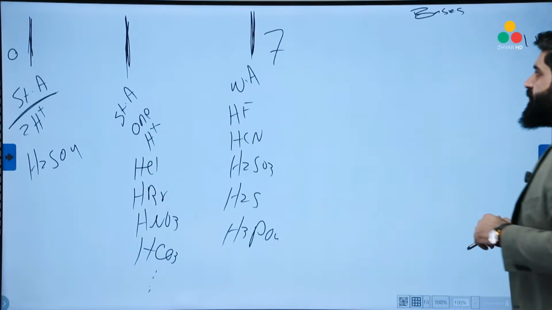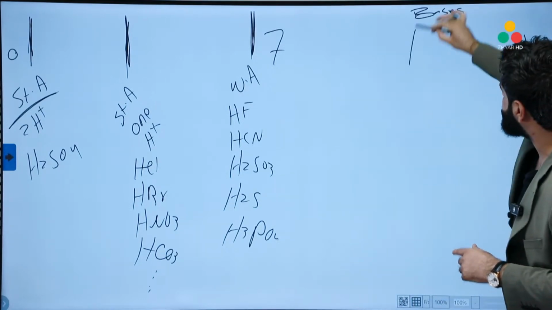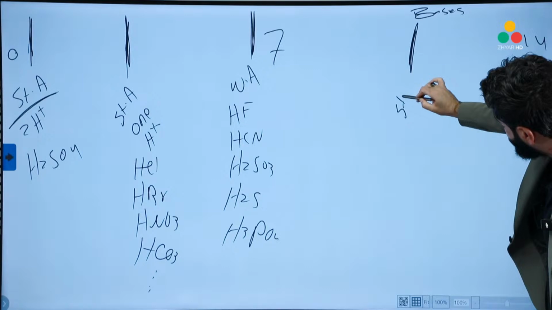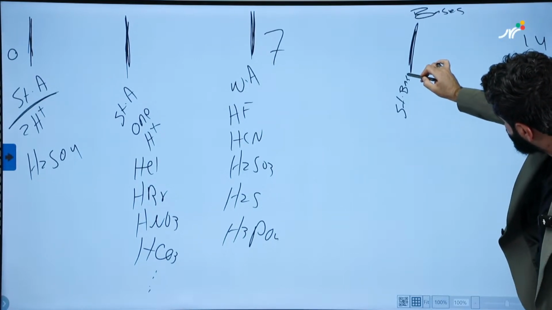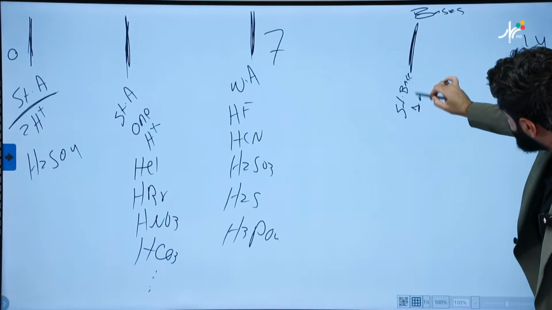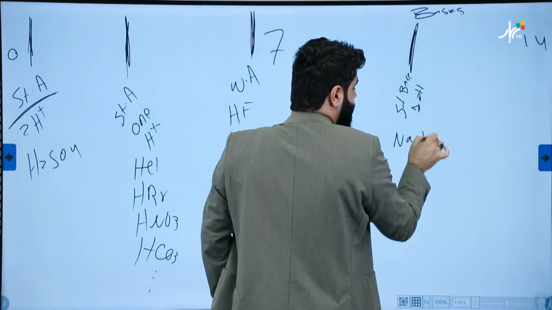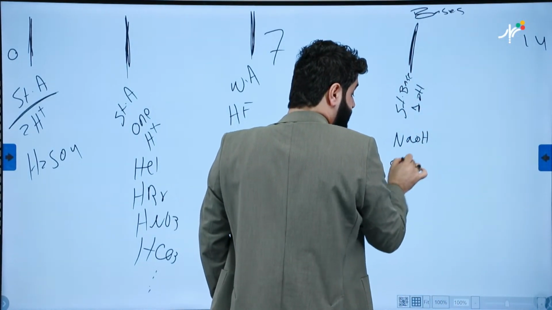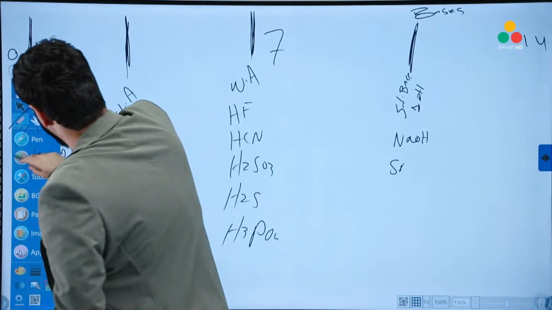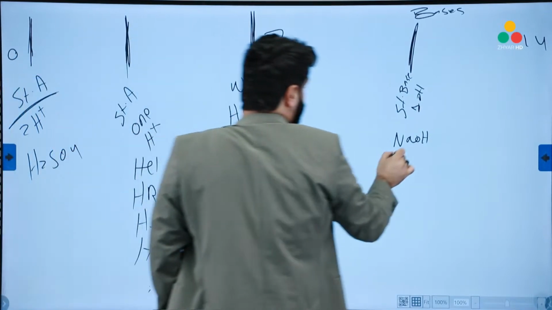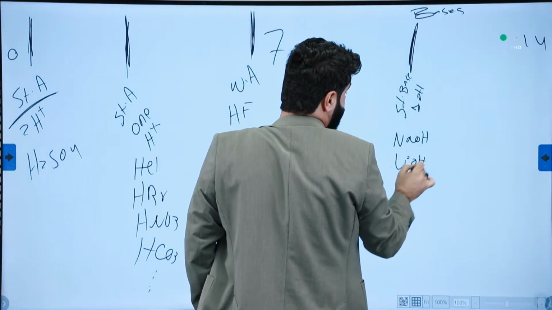Tell me the position here in the middle. This is for the strong bases. Strong base with 1 OH. Give me some examples. NaOH, LiOH, and so on.